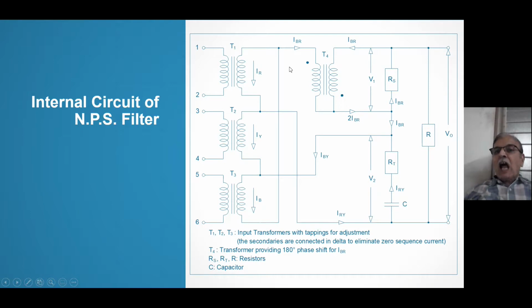Now what do I do? IBR I am passing through transformer T4, which is cross differentially connected, so to say. You can see it is crossed. Dots are showing it is crossed. So IBR here, actually IBR should leave, but IBR is leaving here because the dot is here. So IBR plus IBR, here it becomes 2 IBR. And of that 2 IBR, 1 IBR is going like this, 1 IBR is going like this. And IRY is passing through this. So now what happens? IBR is passing through RS and IRY is passing through the series combination of RT and C.